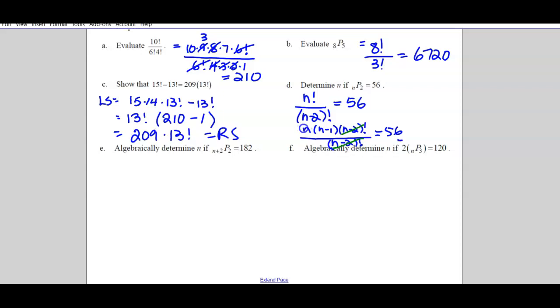So I really have n squared minus n equals 56, and that is a quadratic that you can factor. Okay, and if you can't factor it, then you did something wrong, because n is going to be a natural number. Can't be negative, so you would choose any positive solutions to that.